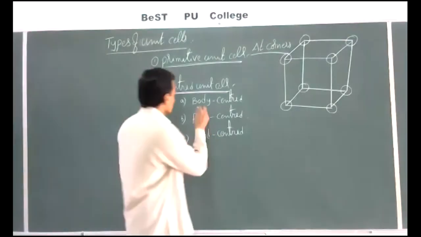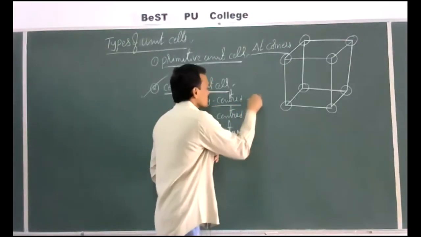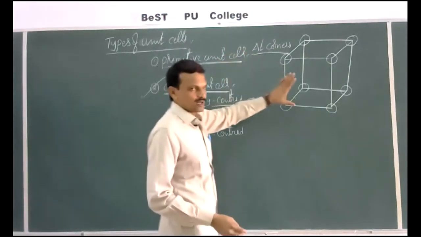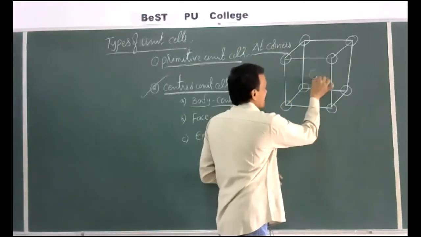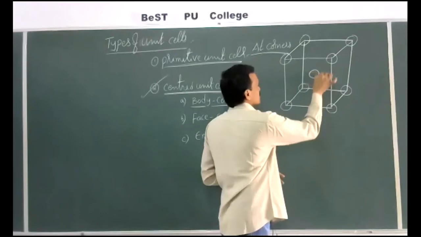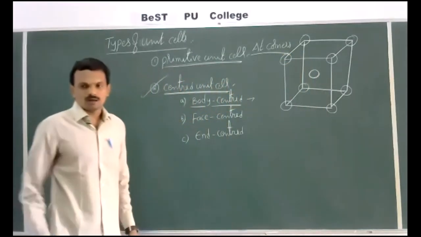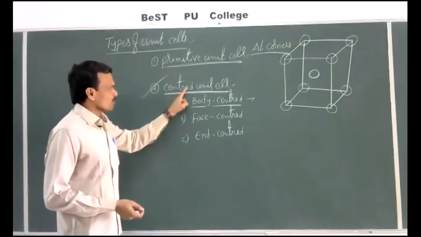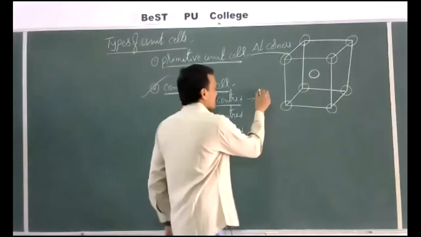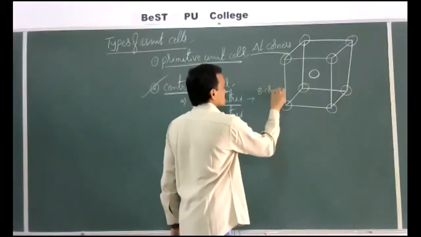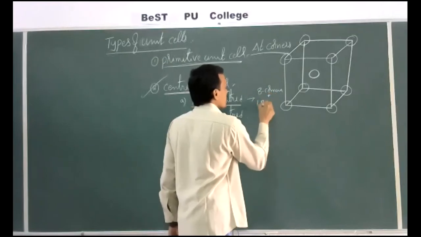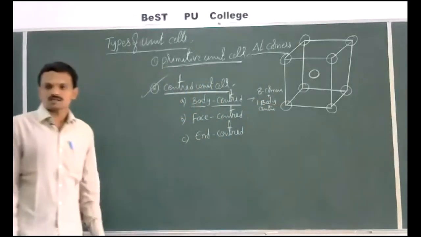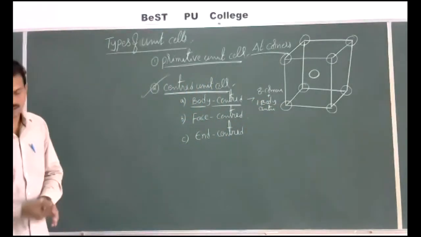Now let us come to the first one here, the body centered unit cell. In addition to corners, if a particle is present at the body center, just here, this is the body centered unit cell. That means in a body centered unit cell, the particles are present at 8 corners plus 1 body center. This is the position of the particles.